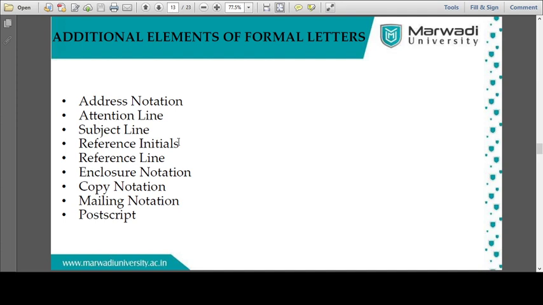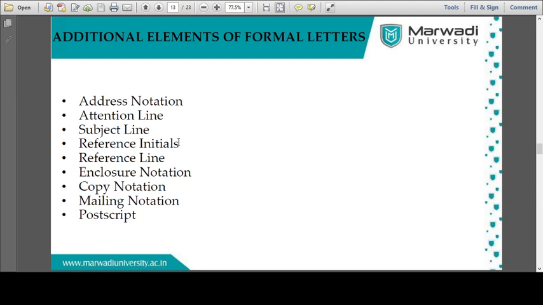Next one is attention line. An attention line is used when the inside address does not include the name of an individual. It can be used to draw the attention of a particular person or a particular department in an organization, so as to ensure a quick and prompt action in response to the letter. The attention line may be placed two spaces below the inside address. It is generally given in bold as well as capital letters.